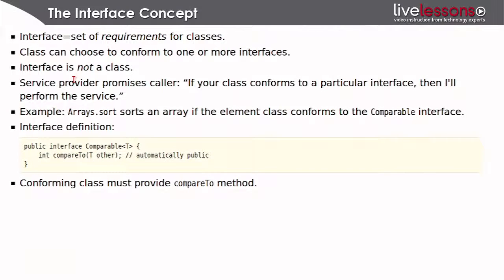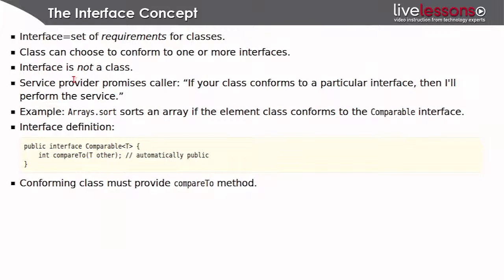We'll start with a refresher of the concept of interfaces. As you probably know, an interface is not a class, but it's a set of requirements for classes. Classes can choose to conform to one or more interfaces. The reason they would want to do that is so that they can partake in services. A service provider can make a promise to a caller of one of its services, the promise being, if your class conforms to this interface, then I'll perform the service.